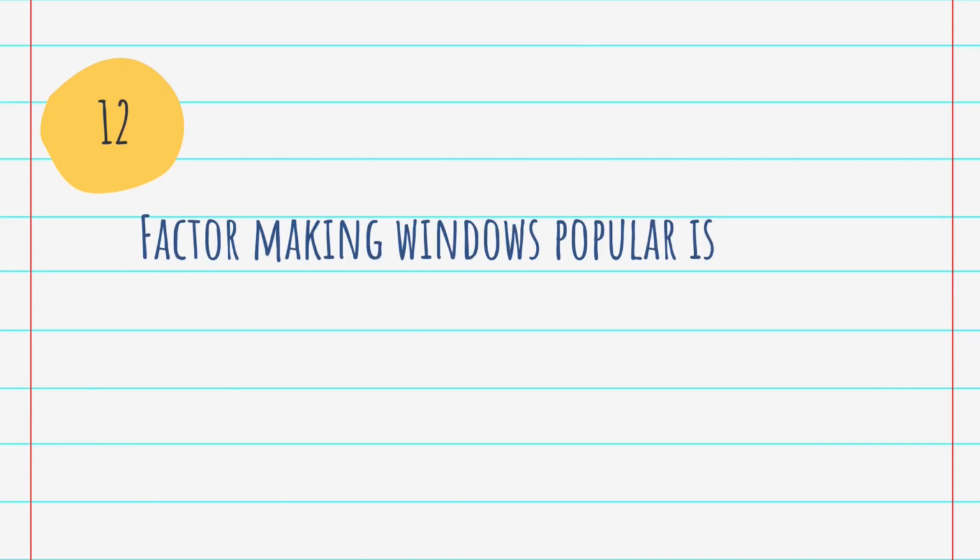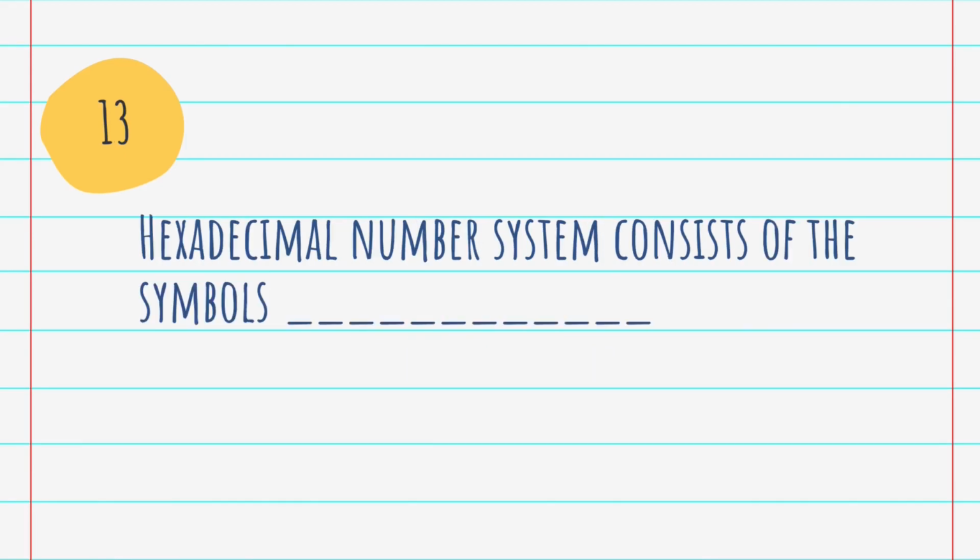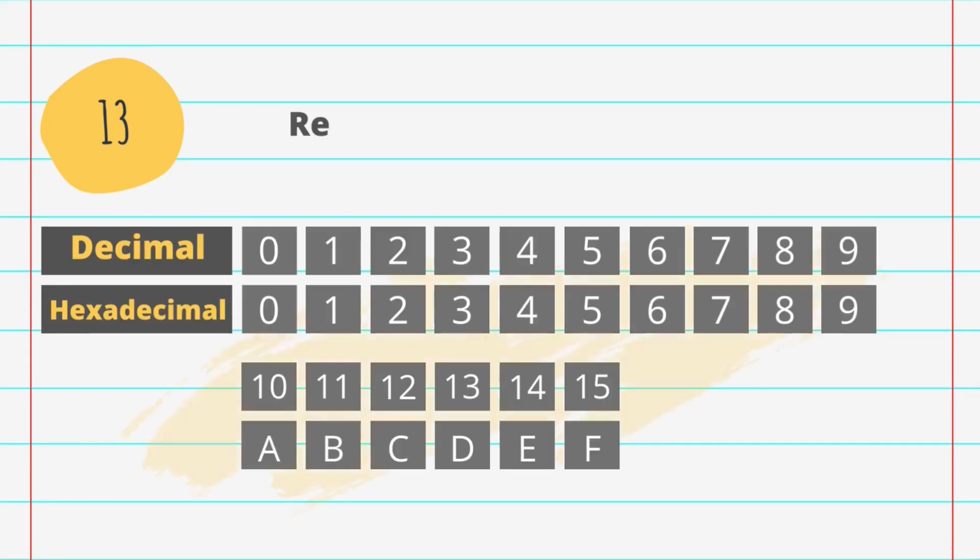Question number 12. Factor making Windows popular is. Answer is desktop feature. Question number 13. Hexadecimal number system consists of the symbols. Answer is 0 to 9 and A to F.